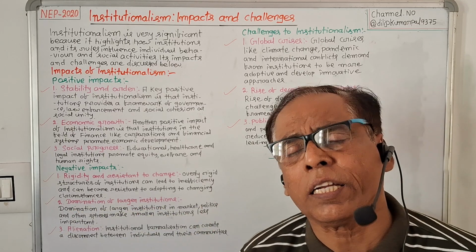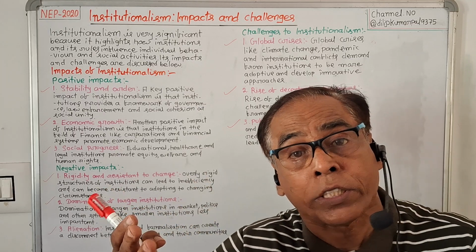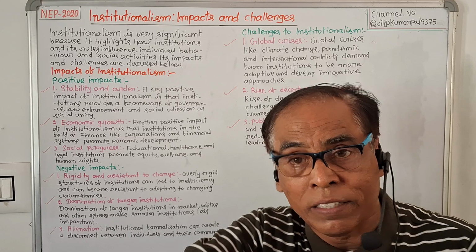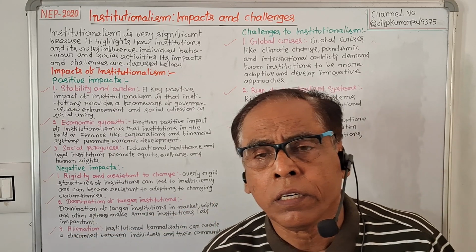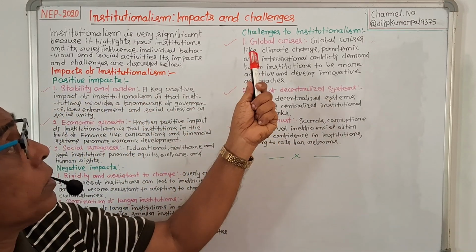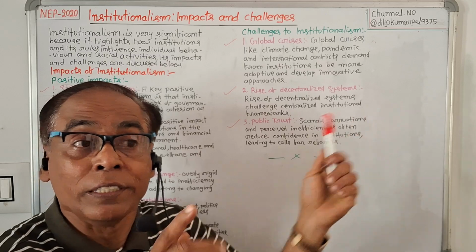So another negative impact of institutionalism is that formal rules and regulations in institutions make individuals disconnect from their communities. So we have discussed positive impacts and negative impacts of institutionalism. Now discuss challenges to institutionalism.